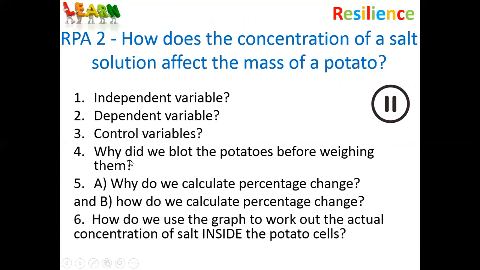So why do we weigh the potatoes, blot them? That just means dab them with paper or something. Why do we blot them before we weigh them? Why do we calculate percentage change and how so? And then how do we use that graph and what we're using that graph for? So just make yourself some notes after you've paused the video, and then I'll show you the answers.